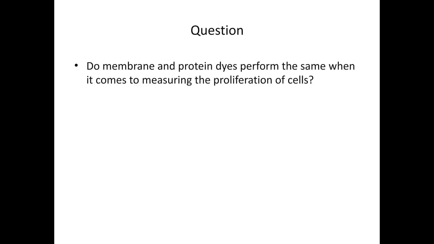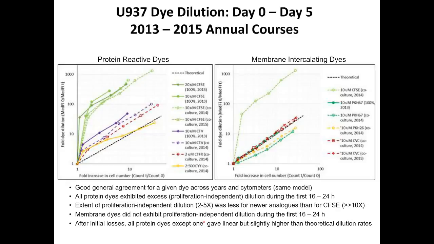So a question comes up in all of this: do membrane and protein dyes perform the same when it comes to measuring the proliferation of cells? For this, we've done a number of experiments, but really used the NovaCyte here to begin to ask questions about what the differences were between the protein dyes and the membrane dyes. So in this figure, on the left-hand side, we have protein-reactive dyes. On the right-hand side, we have membrane dyes. And we're basically just looking at that same plot that I described earlier.